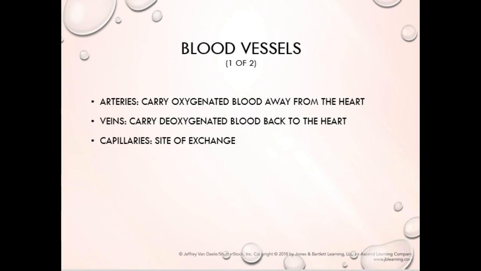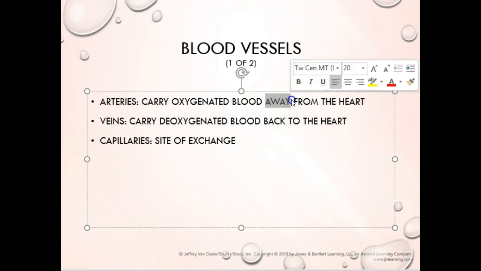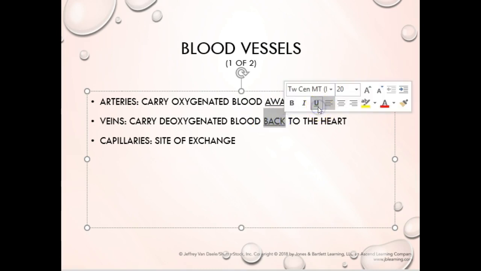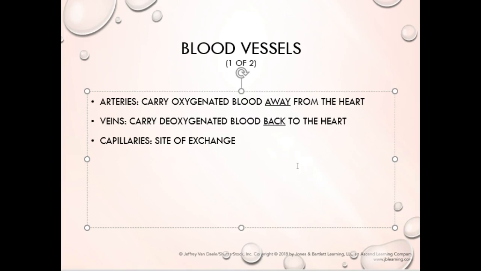Oh, I don't like this definition. Let me tell you why. This is from your book. Arteries go away from the heart. Veins go toward the heart. For the majority of cases, arteries have oxygenated blood. Veins have deoxygenated blood. There's a couple of exceptions.